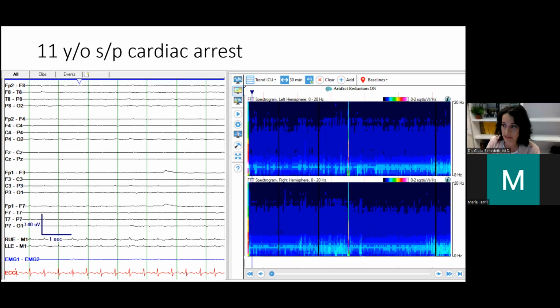So let's think about gradations of encephalopathy for other ages, and I'll kind of go from worst to best case scenario. This is an 11-year-old after cardiac arrest who just had profound suppression. On your FFT spectrogram, that's going to be just all dark, cool colors. This teal band is likely artifact.